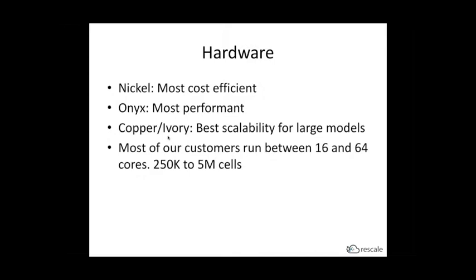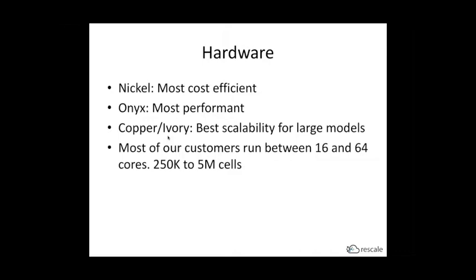To next talk a little bit about the hardware available on Rescale. As mentioned before by Zach, we have many different hardware configurations available. I have listed here the 3 most popular core types that we have. The most popular core type we have for running CONVERGE on Rescale is Nickel, mainly because it's the most cost-efficient option, and it's available as low as 4 cents per core hour. Our second most popular option is our most performant core type, and that is Onyx. This is most performant up to 144 cores.